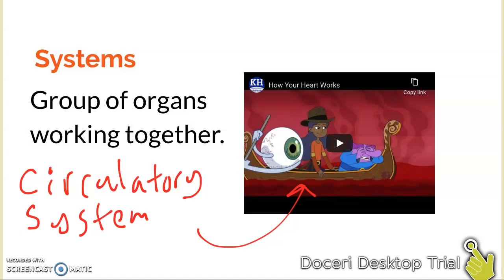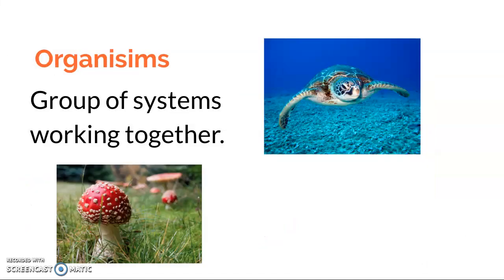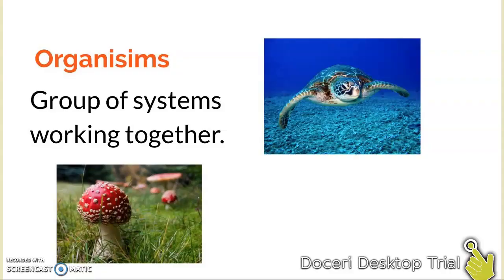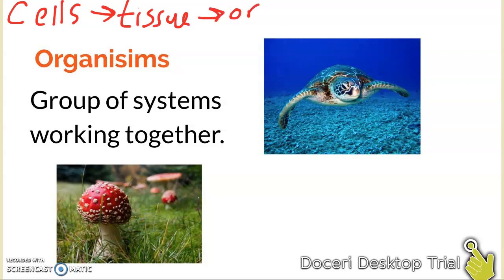For example, the respiratory system. All of the parts of your body that help you breathe are part of your respiratory system. So, just to recap before I get to this last one, we start with cells. You put a bunch of cells together, you make tissue. You put a bunch of tissue together, you make an organ. You put organs together, you make systems.